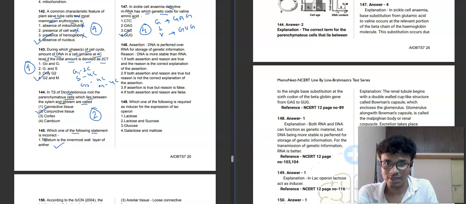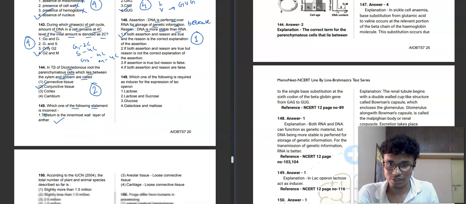Moving towards the next question, assertion is given that DNA is preferred over RNA for storage of genetic information. The reason is given, DNA is more stable than RNA. So basically, if we put a because here, that why DNA is preferred over RNA for storage of genetic information, because DNA is stable. So basically, the assertion is correctly described by the reason. So first option, our correct answer. Both assertion and reason are true, and reason is the correct explanation of the assertion.